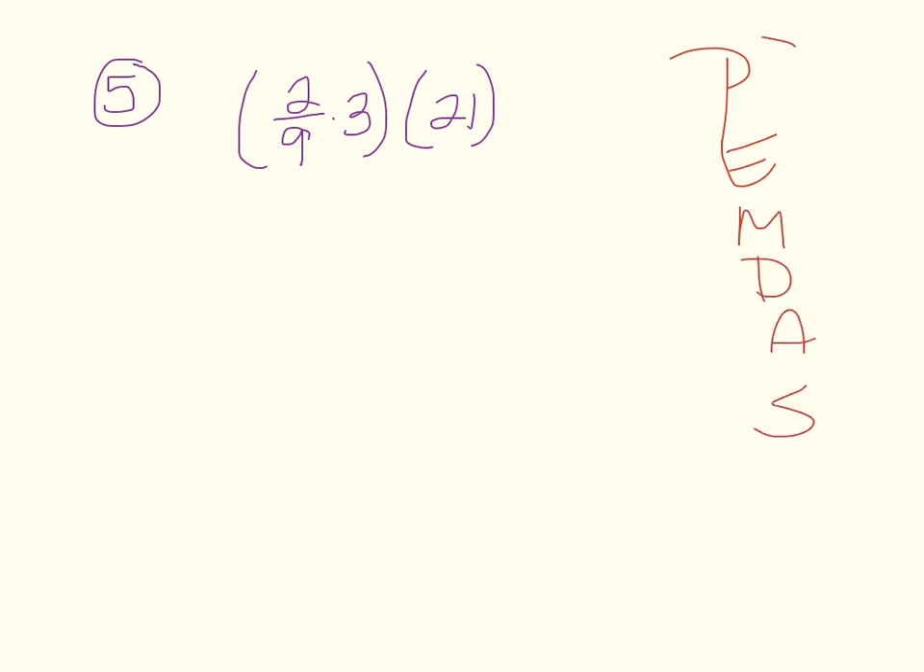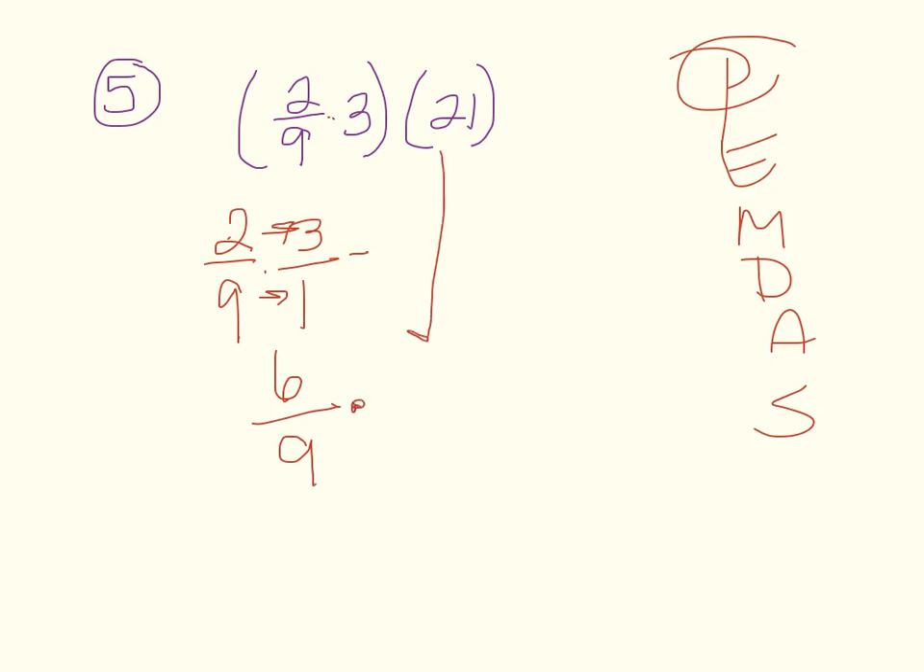All right, parentheses. There's parentheses, 2/9 times 3 here. So I'm going to go ahead and make the 3 into a fraction. It's a lot easier to deal with and see. Now remember, on these you can multiply straight across, or you can simplify or cross cancel first. So if we multiply straight across, 2 times 3 is 6. 9 times 1 is 9. Now I'm going to bring the 21 down, and I'm going to make that into a fraction as well. Still multiplication.